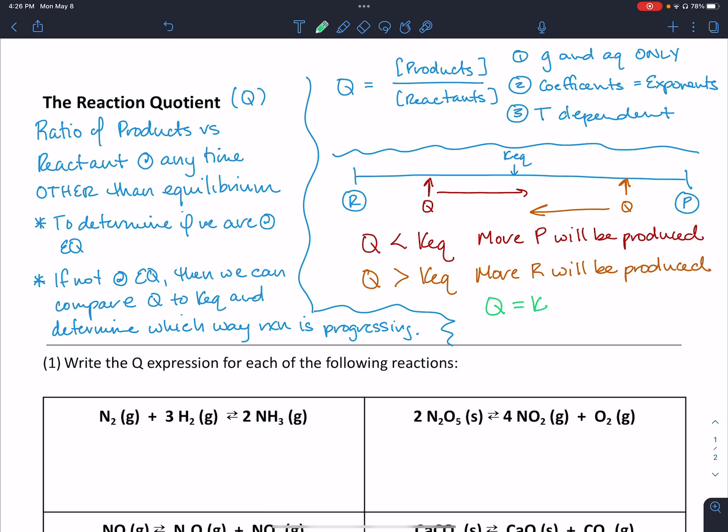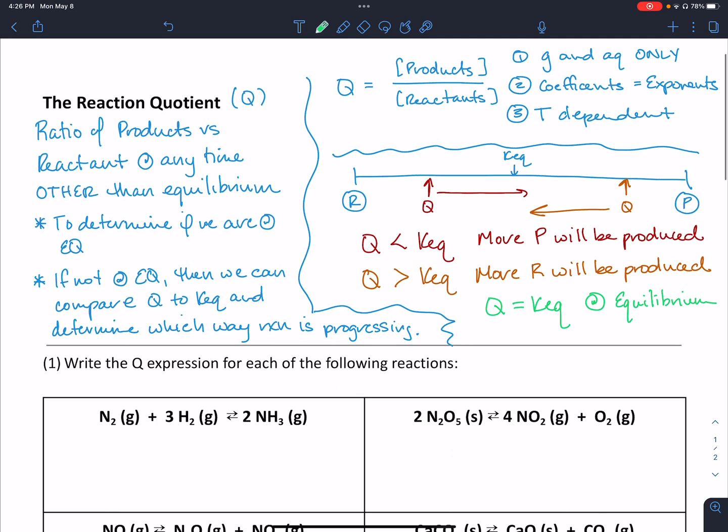And then finally, not rarely, in some cases you will be doing your calculations and you'll find that the two are equal to each other. Q equals KEQ. If that's the case, then you are at equilibrium. So Q is a handy way to know where you are in terms of reaching equilibrium. Do you need to make more products? Do you need to make more reactants? Or are you at equilibrium? And we determine that through our comparison with KEQ.